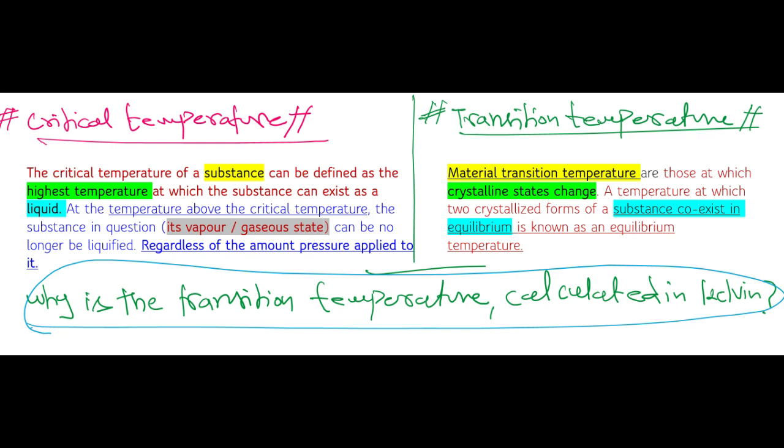Transition temperature. Material transition temperatures are those at which the crystal state changes. A temperature at which two crystallized forms of a substance coexist in equilibrium is known as an equilibrium temperature. However, we can now easily understand the difference between the two different temperatures. I hope as a result we have a question. Why is the transition temperature calculated in Kelvin form?